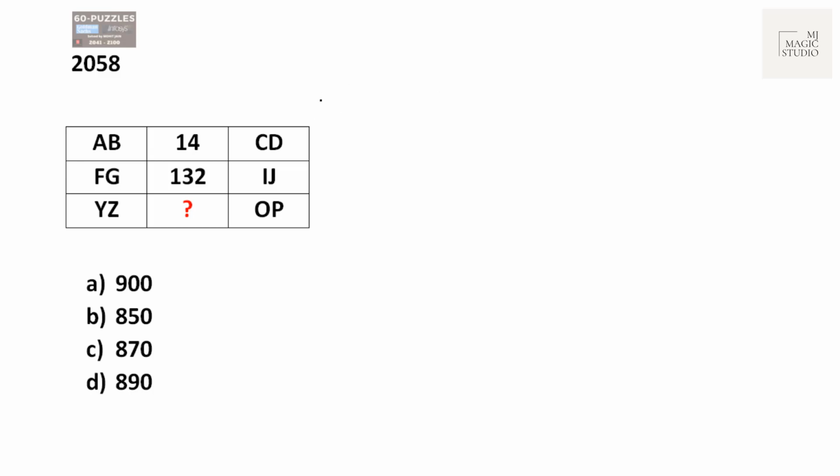Okay, alphabets and numbers. A, B is 1, 2, and this is 14. C, D is 3, 4. F, G, 6, 7, 132, 9, and this is 10. Y, Z is 25, 26, missing number, and OP is 15, 16.